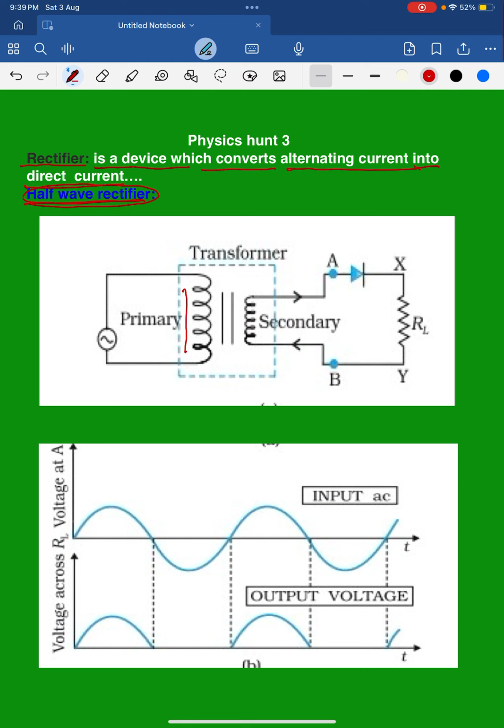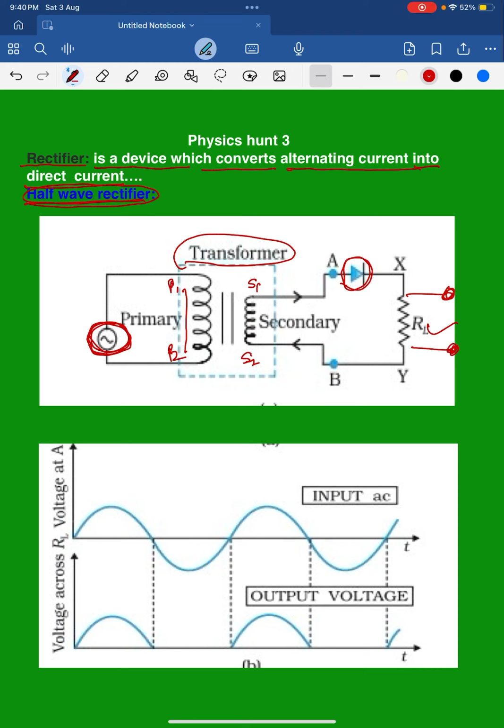Look at the circuit diagram here. This is the primary coil of a step down transformer which is connected to the AC input voltage. Here I am assuming the primary coil terminals are P1 and P2. And here we have a secondary coil, let us assume S1 and S2, which is connected to the PN junction diode through a load resistance RL. This load resistance will give the resultant output.